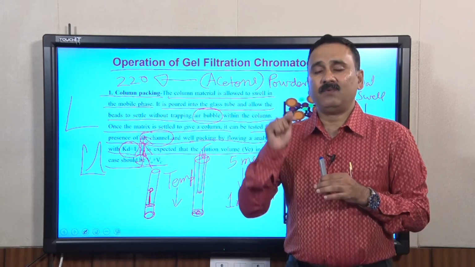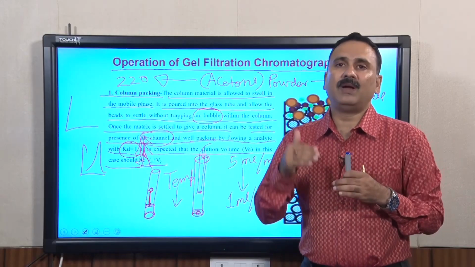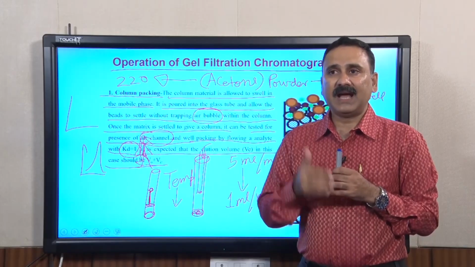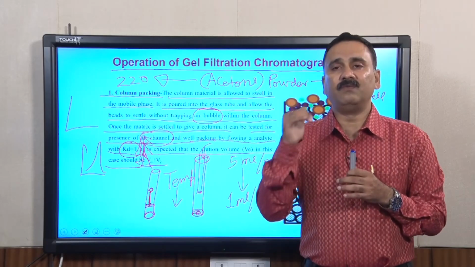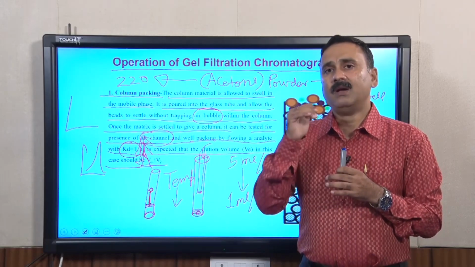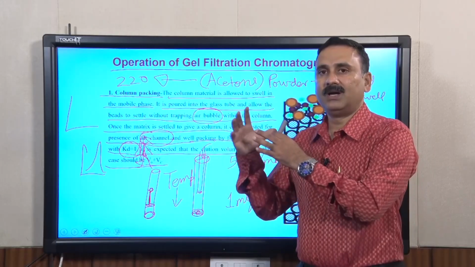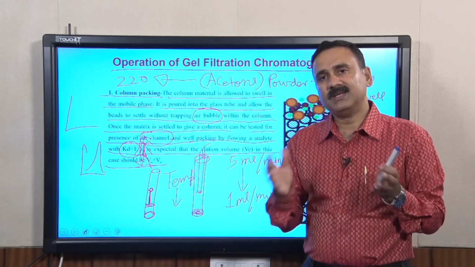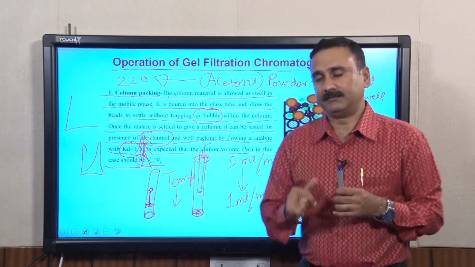Other than that, if you would like to avoid air bubbles or channels, you also have to use water which is degassed. Degassing means you reduce the amount of dissolved oxygen, and you can do this simply by putting the liquid into a vacuum, or you can also do sonication. Both of these processes remove the oxygen from the water.